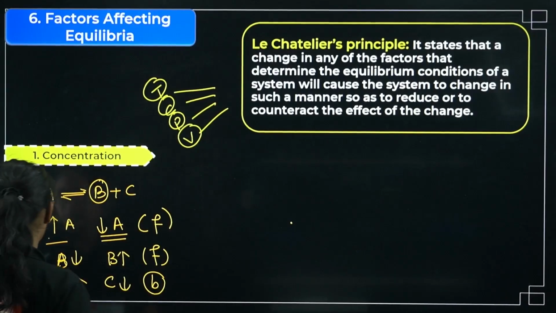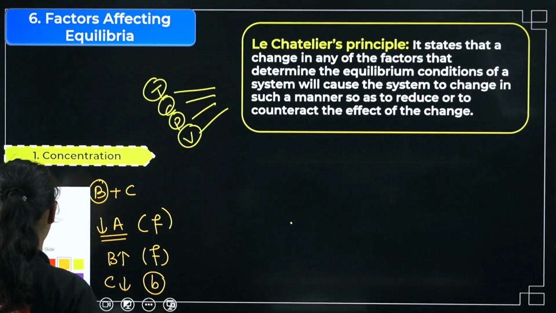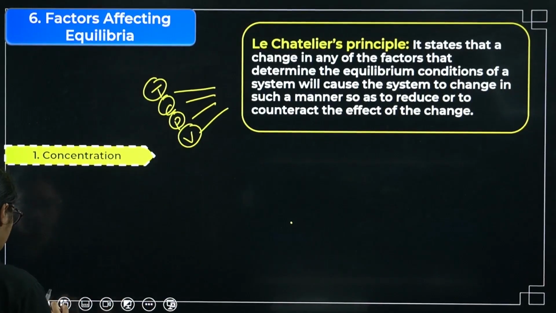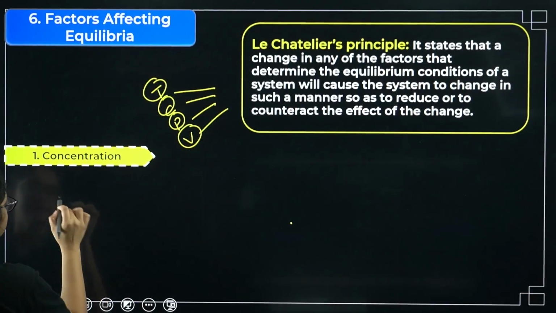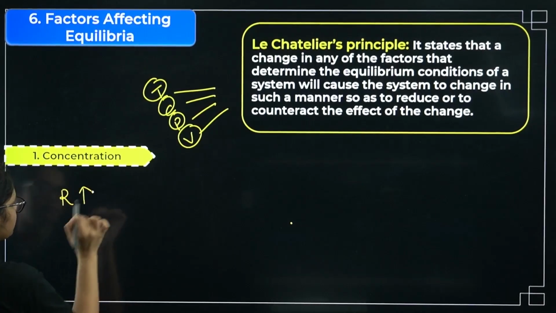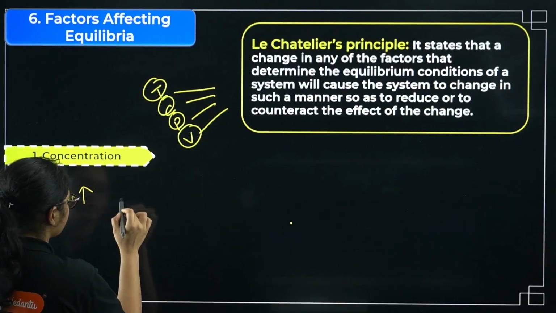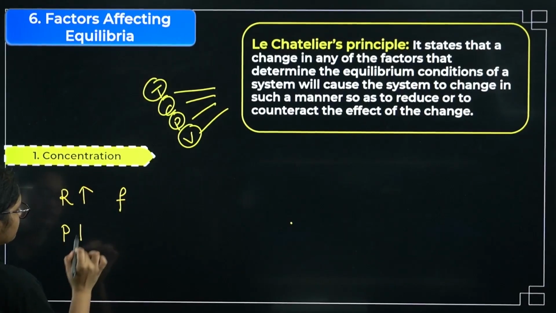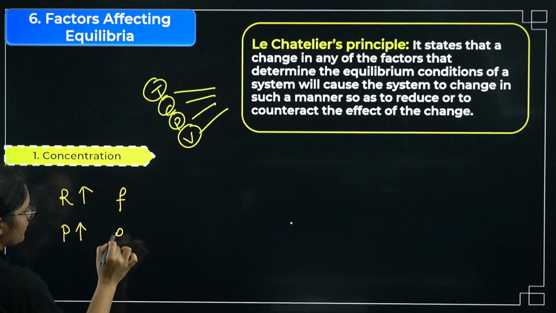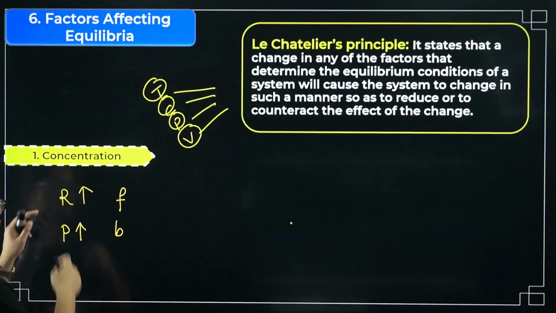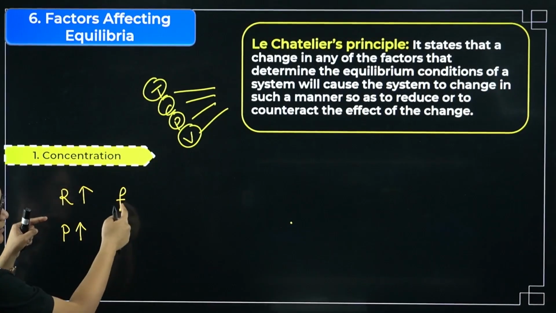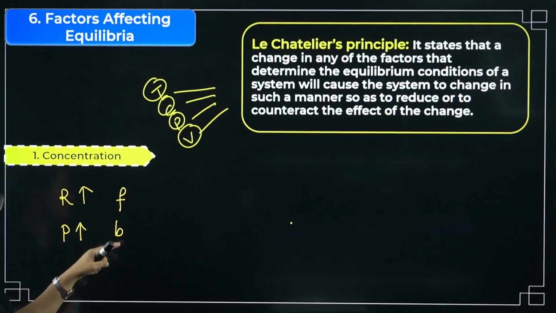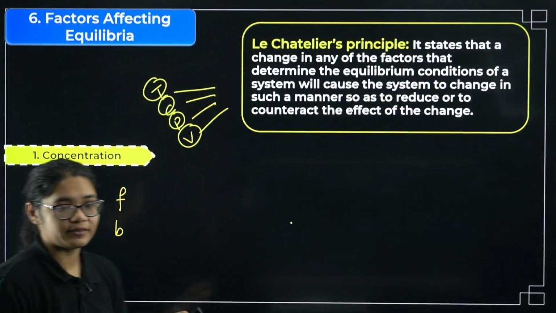So what conclusion I can take here is, if you increase the concentration of reactants, then reaction will go in forward direction. If you increase the concentration of products, then reaction will go in backward direction. Similarly, if you decrease the concentration of reactants, forward reaction. If you decrease the concentration of products, it will be in forward direction. Okay, I hope this is clear.